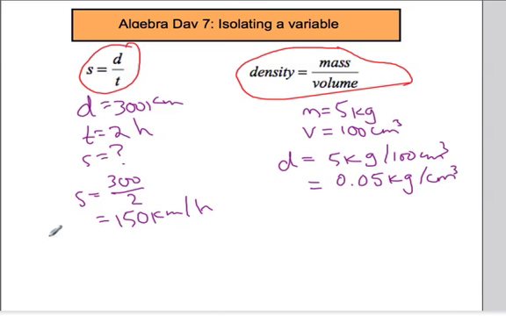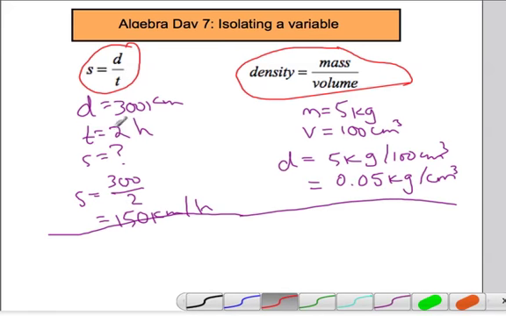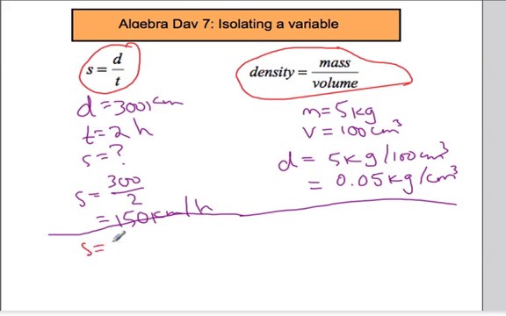Well, what we want to do today is rearrange these, okay? So for example, if I give you the speed as 100 kilometers per hour and I tell you that the time is 4 hours, and I want to know the distance, basically you now want to isolate. You could substitute it in, but we want to isolate the distance, okay?